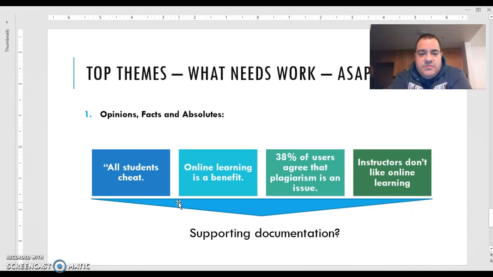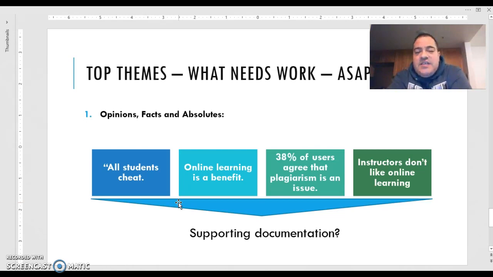One item was all students cheat. There was a few of you that wrote a paper on plagiarism. This is an FYI, seems to be a hot topic. But the fact that someone said all students cheat. Do all students cheat? I would disagree with that. I think I would disagree with that.